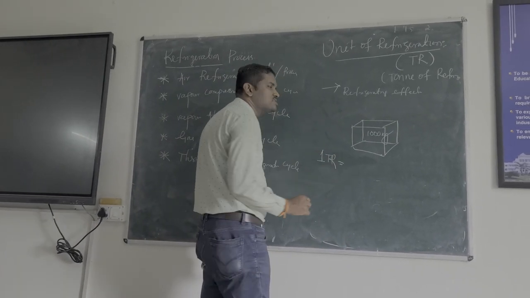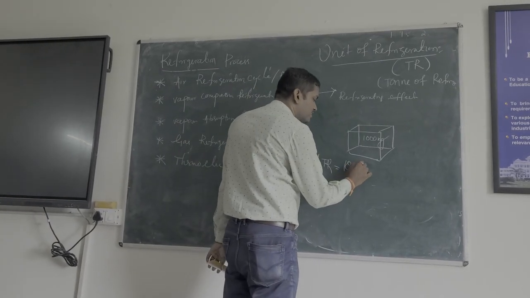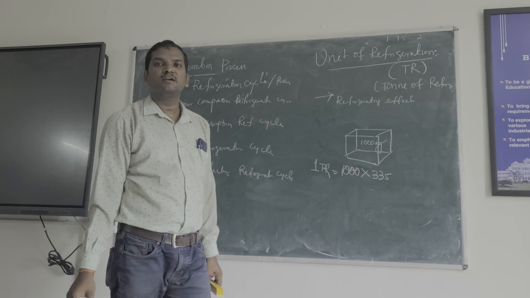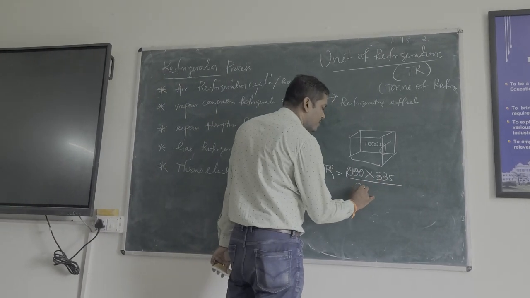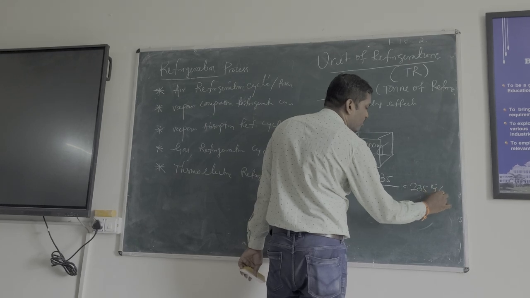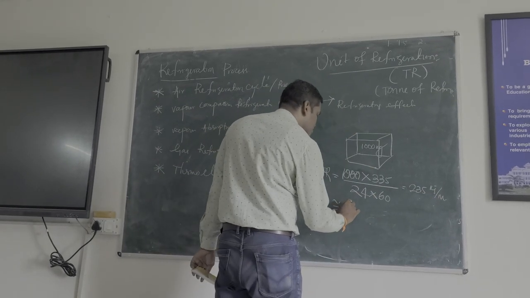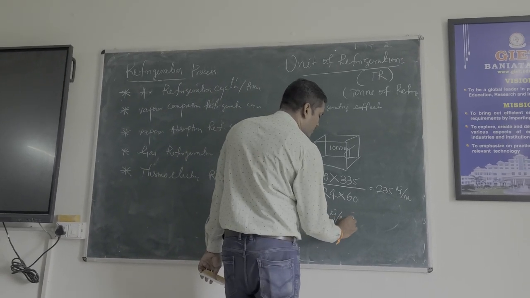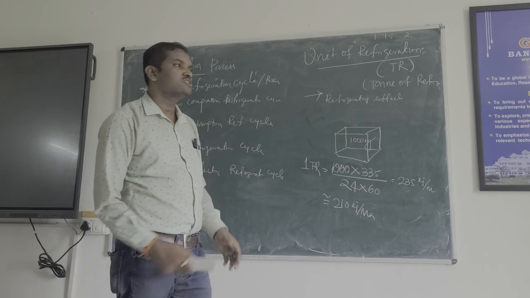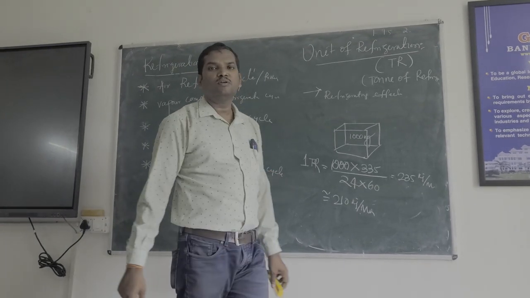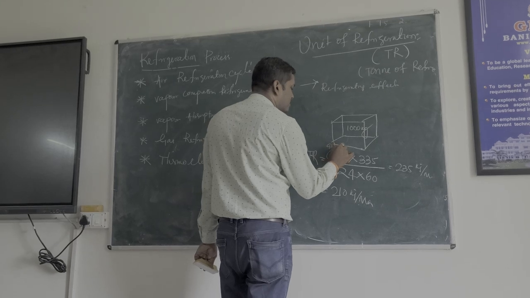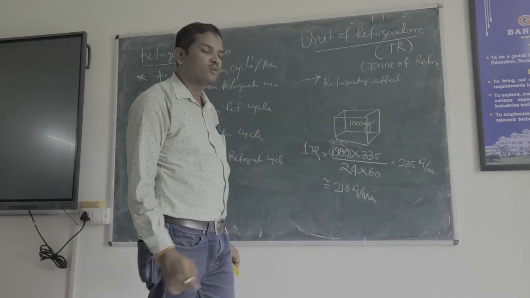Mathematically, 1 ton of refrigeration is equal to 1000 kg, that is 1 ton, into 335, since the latent heat of ice is 335 kilojoule per kg, divided by 24 into 60, which is equal to 235 kilojoule per minute, or approximately 210 kilojoule per minute. Why is it taken as 210 kilojoule per minute? Because 1 TR is derived from the US, where 1 US ton is equal to 2000 pound, and 1 pound is equal to 0.4536 kg, so about 907.5 kg, which is approximately 210 kilojoule per minute.